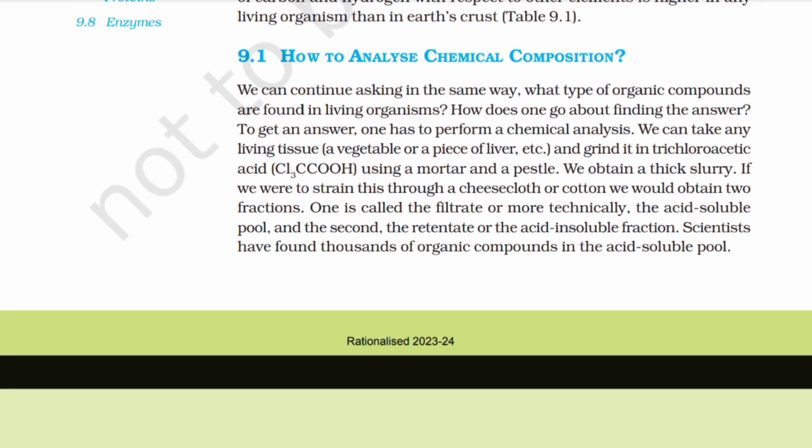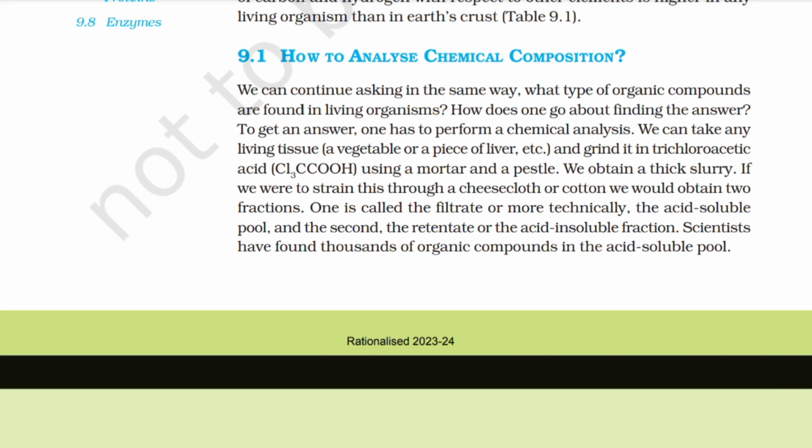9.1 How to analyze chemical composition. We can continue asking in the same way. What type of organic compounds are found in living organisms? How does one go about finding the answer? To get an answer, one has to perform a chemical analysis. We can take any living tissue, a vegetable or a piece of liver, etc., and grind it in trichloroacetic acid, Cl3CCOOH, using a mortar and a pestle. We obtain a thick slurry.